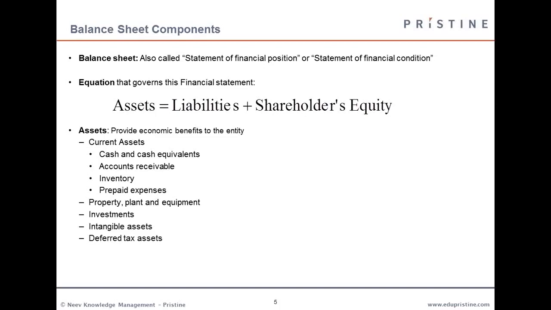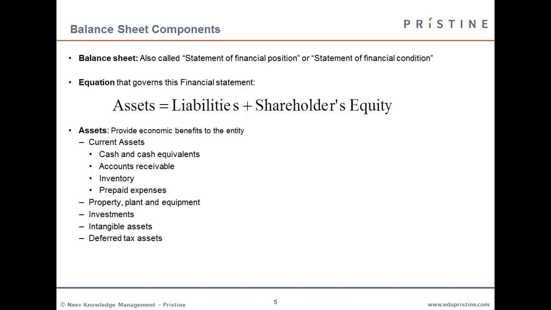So the examples of assets are cash, which is very obvious. I mean, and accounts receivable, inventory, prepaid expenses, intangible assets and deferred tax assets, property, plant, machinery. All these come under assets because they are helping the company to make money. They are going to provide economic benefits. So they come under assets. The assets are classified into two types: current assets and non-current assets.